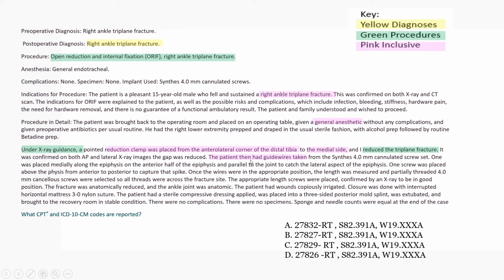Then the guide wires were placed. One was placed medially along the epiphysis on the anterior half of the epiphysis. One screw was placed above the epiphysis. Once the wires were in appropriate position, partially threaded calcaneus screws were selected so that all the threads were across the fracture site. So the correct answer to this question is option B.